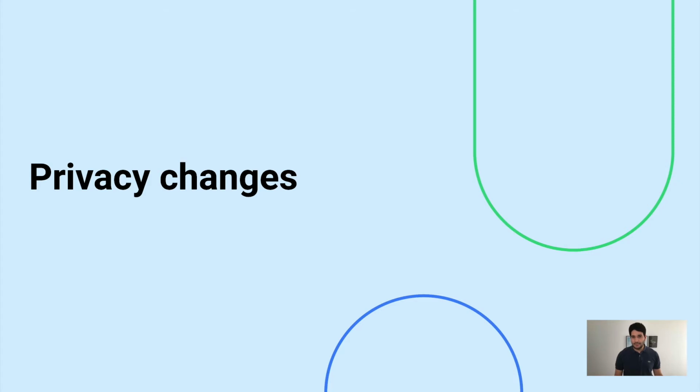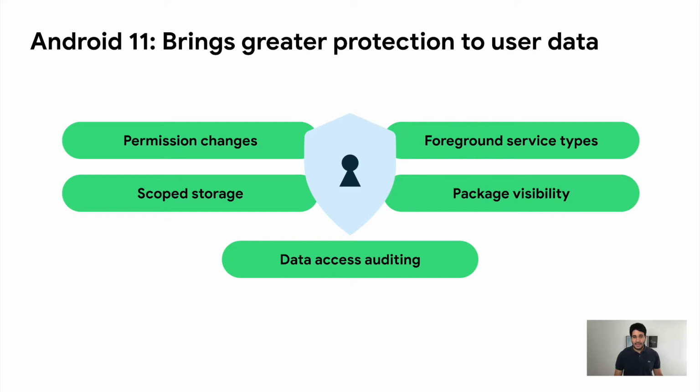Smartphones are now such important devices for users holding their personal and private data. On Android, privacy is an area where we have been evolving over the last several releases, and we're continuing to do so on Android 11. Android 10 brought changes in that direction for us to evolve our platform to bring even more protection of users' data. So today, we will talk about new enhancement in Android 11, permission changes, scope storage, foreground service types, package visibility, and data access auditing.